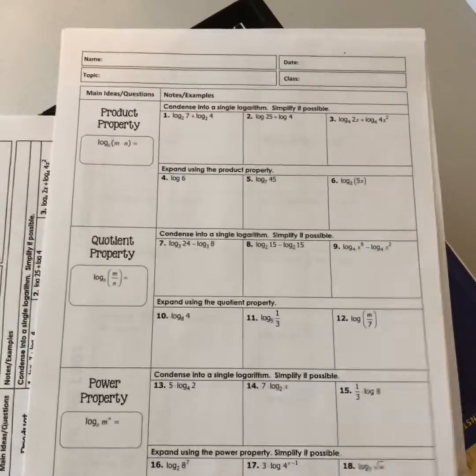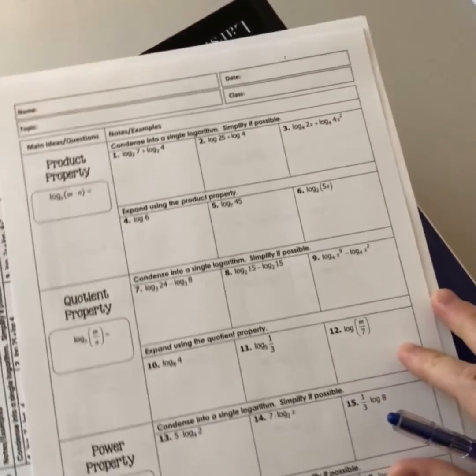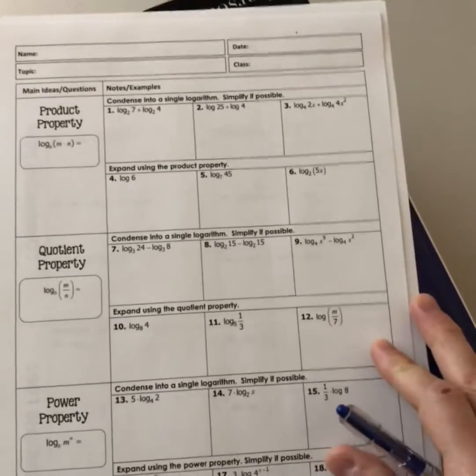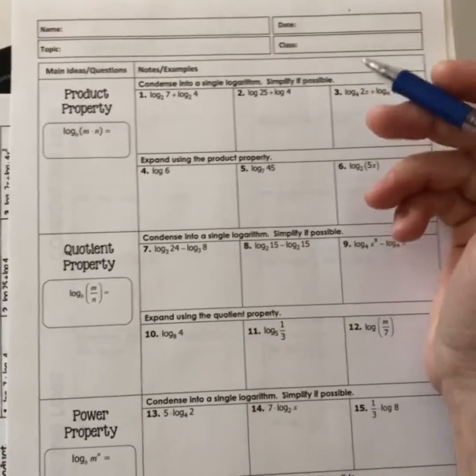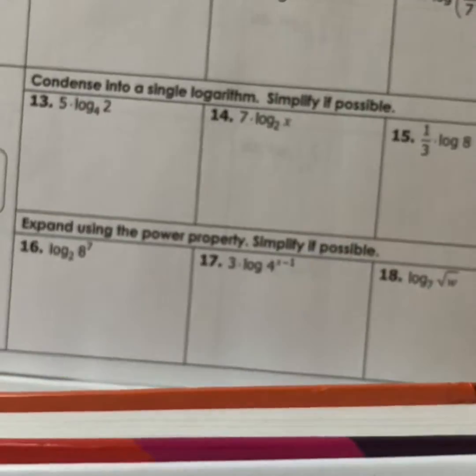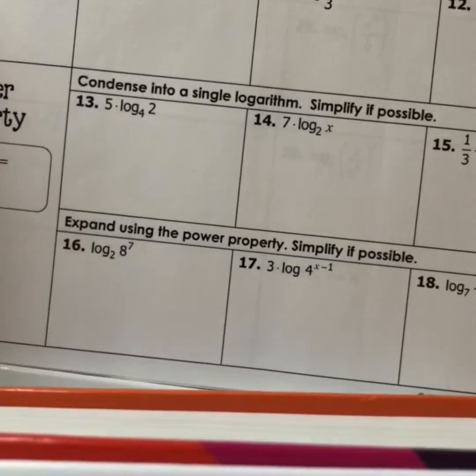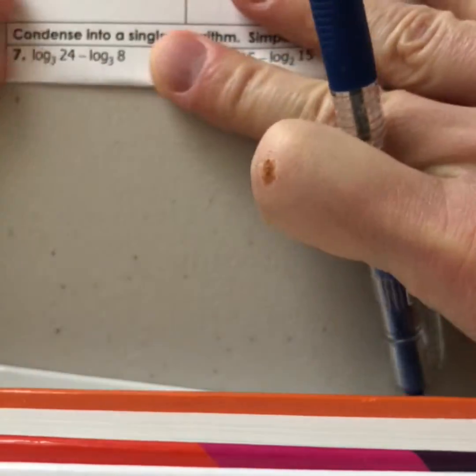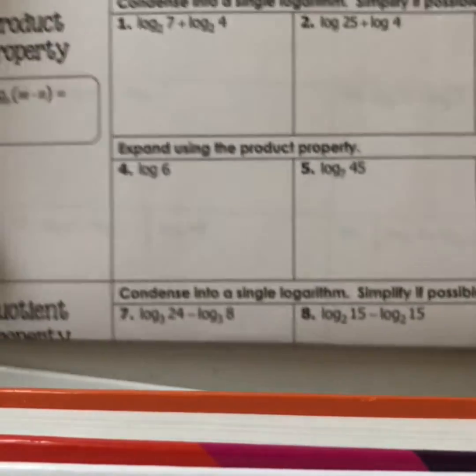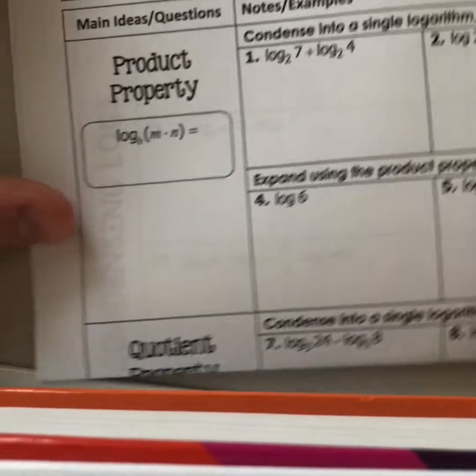Anyway, here's the notes. Like I said, we're moving on to properties this week, log properties. So let me put this down here, that way, hopefully you can see everything, and it'll be nice and still. Okay, so we'll start with the product property.